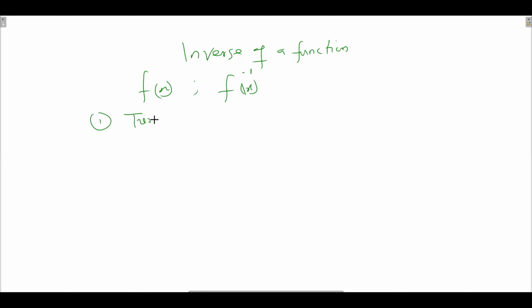The first thing I will say, turn f of x equals to y. That means anywhere you see f of x or any function given to you now, it might not be f of x. Maybe they define it as g of x or they define it as h of x or anything. Just make sure you turn it to y.